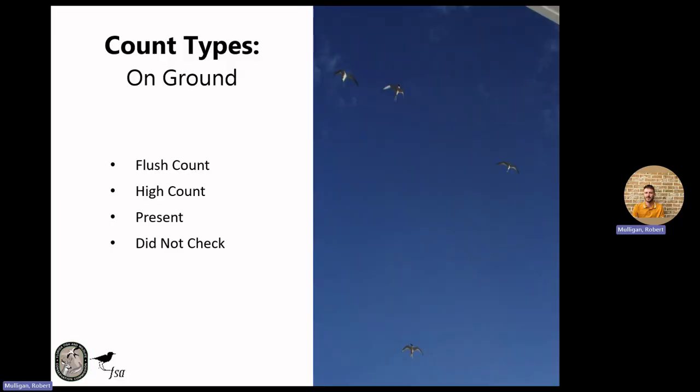Some of the count types that you will use while your vantage point is on the ground are different. Because you are surveying from the ground, you won't be able to see everything that's happening on the rooftop. You will not be able to count nests, and counting chicks will be opportunistic. Let's go through the count types used when you are surveying from the ground vantage point. Use one of the following count types: a flush count, a high count, present, or did not check. You can find these count types on page 13 of the Breeding Bird Protocol.